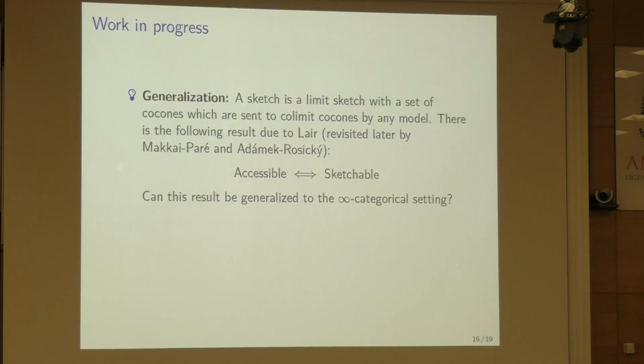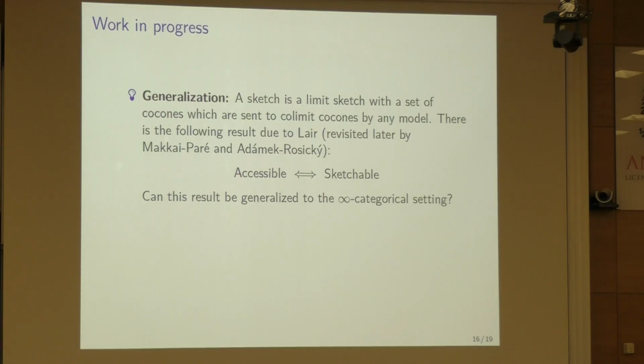So, to end, I want to speak a little bit about my work in progress. Now I'm basically trying to prove the next result in this direction, which is forgetting about the limit sketch thing and talking about sketches. A sketch is basically a limit sketch where we also add a set of cocones, and then we send these cocones to colimit cocones by any model.